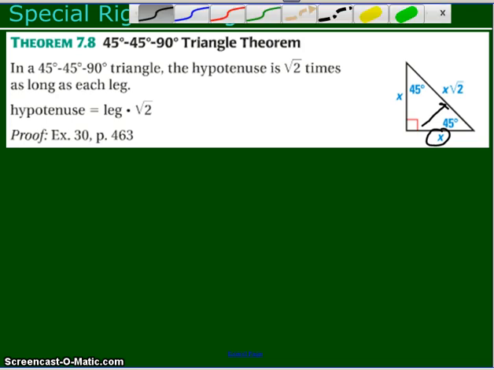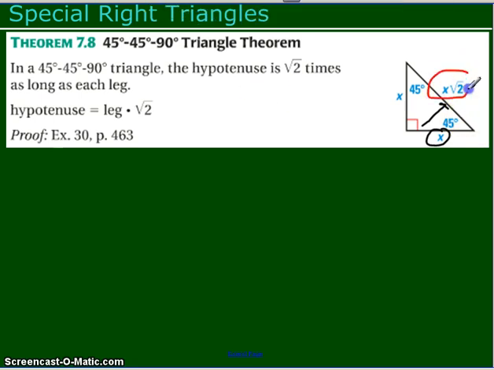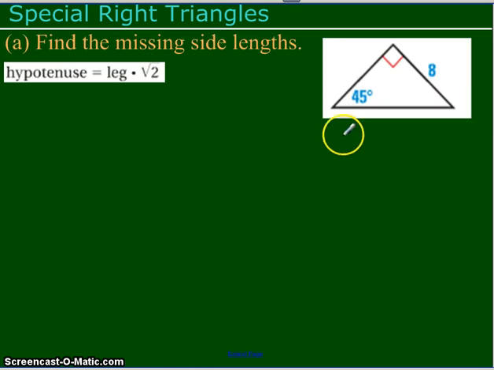Now, why is this important? Well, it gives us a very easy shortcut instead of having to use the Pythagorean theorem to figure out what the hypotenuse would be. So it saves us a ton of time. Also, if the hypotenuse is equal to the leg times the square root of 2, we can find out what the leg is just by dividing both sides by the square root of 2. So we'll have some examples coming up on the next page.